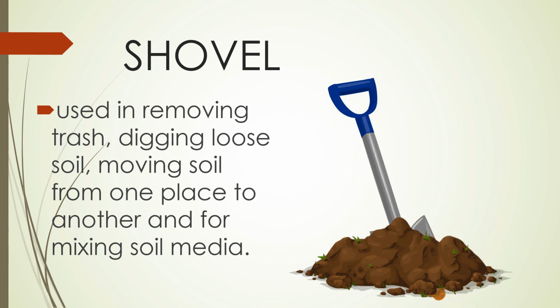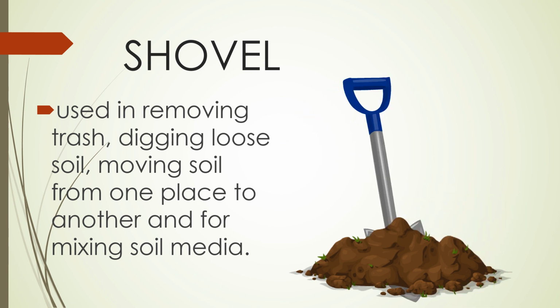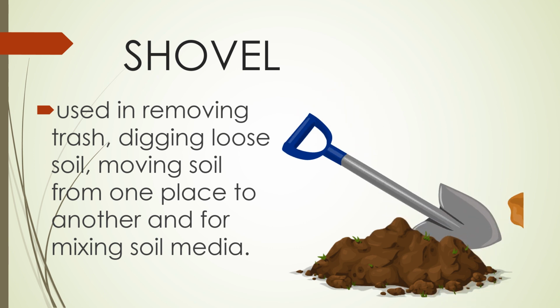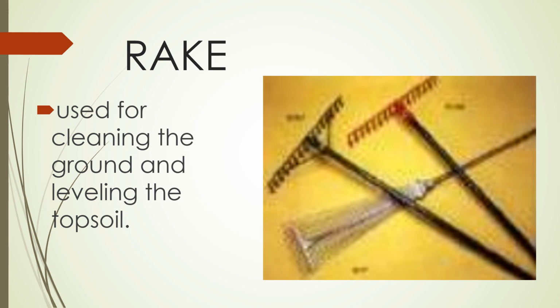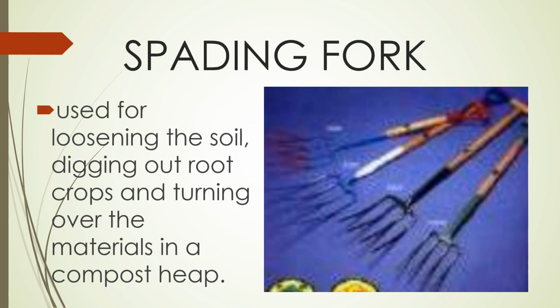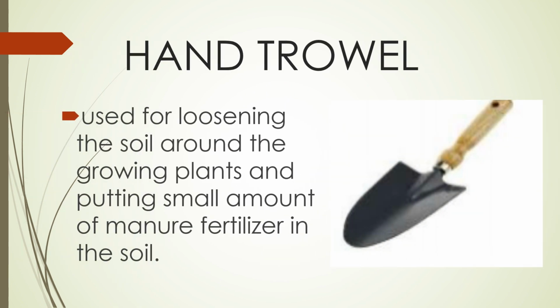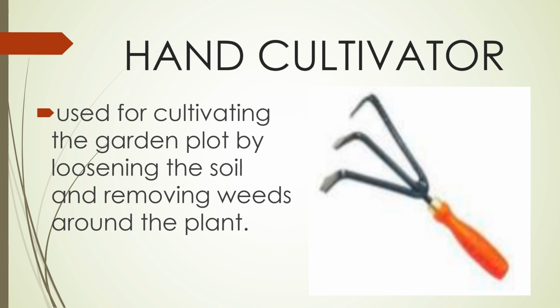Shovel is used in removing trash, digging loose soil, moving soil from one place to another, and for mixing soil media. Rake, used for cleaning the ground and leveling the topsoil. Spading fork, used for loosening the soil, digging out root crops, and turning over the materials in a compost heap. Hand trowel, used for loosening the soil around the growing plants and putting small amounts of manure fertilizer in the soil. Hand cultivator, used for cultivating the garden plot by loosening the soil and removing weeds around the plant.